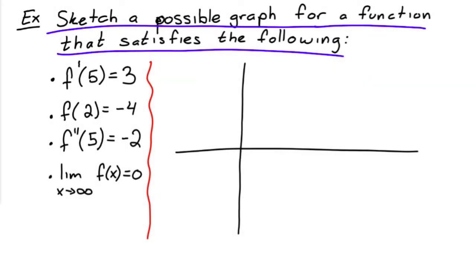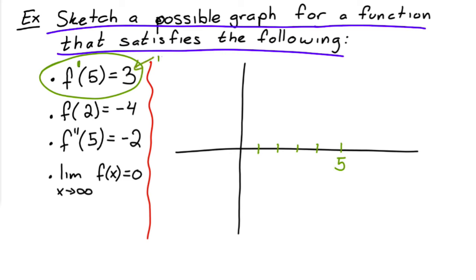Okay, so here we have an example of, we have all this information about our function, and we're trying to figure out a possible graph. Now you should know that there are several different correct answers, so we'll just do one and talk about a couple of the possibilities. So the first one, let's do this one. This one says f prime at 5 is equal to 3. So what this says is that when x is equal to 5, the derivative is equal to 3.